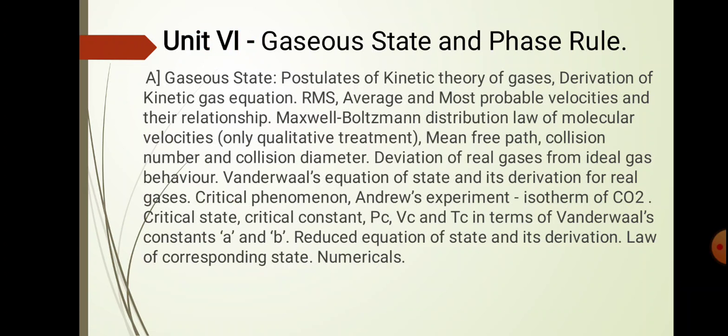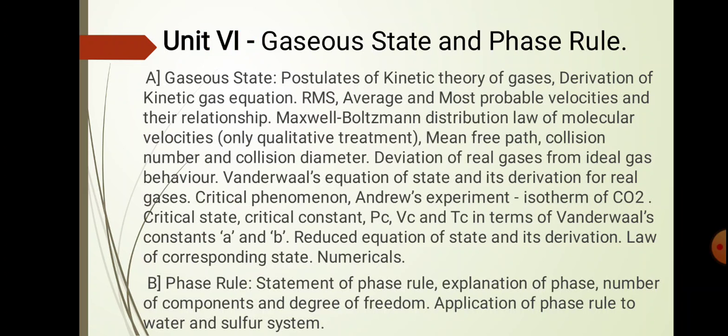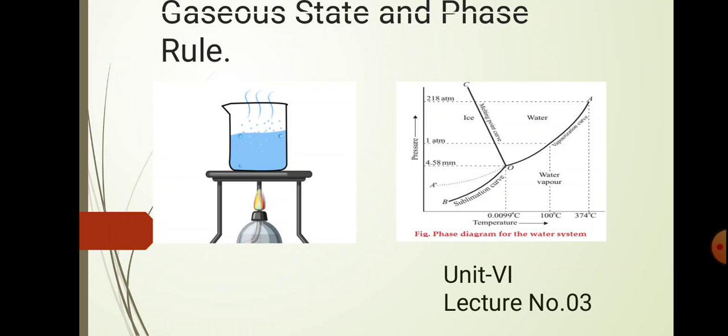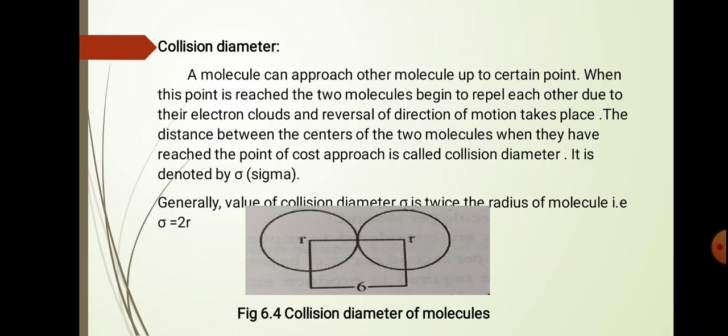So this is the overall syllabus of the gaseous state, and the B part, that is phase rule. Now this is my third lecture on this unit. So let's start lecture number 3 of gaseous state. Today's first topic is the collision diameter.